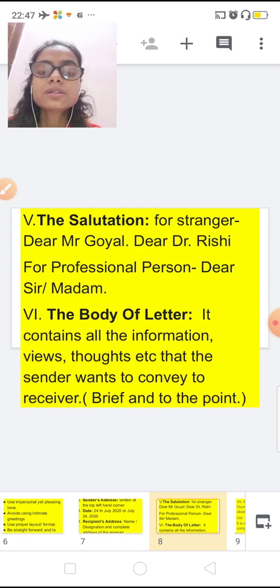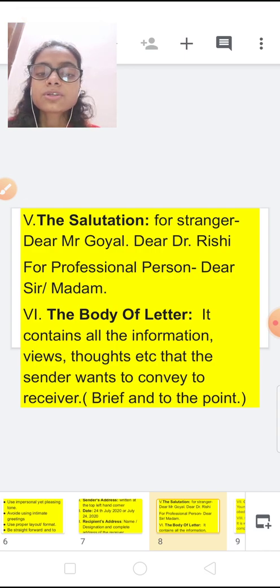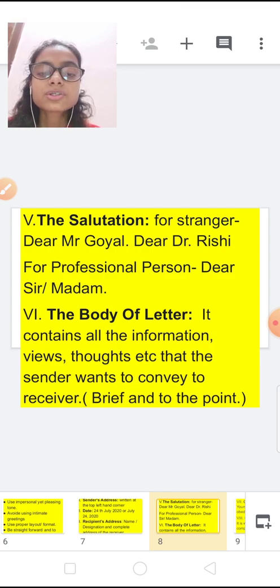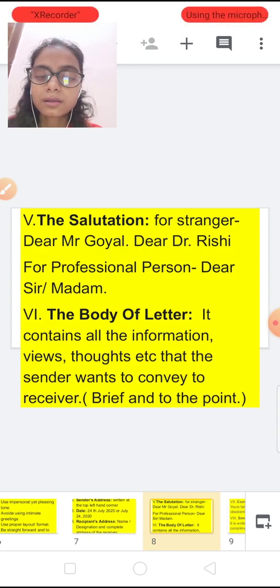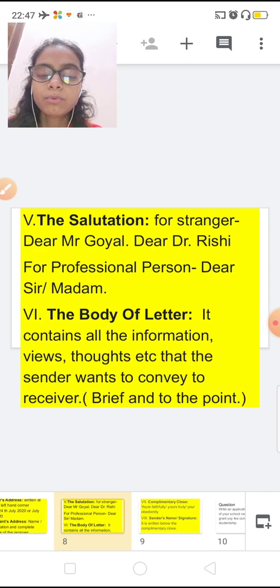Then salutation. In salutation you can use Dear Mr. Goyal, Dear Dr. Rishi, such kind of words you can use. Sixth, the body. Body means the main content. Content should be to the point, with no extra words, very brief, short, and very much attracting to the point.